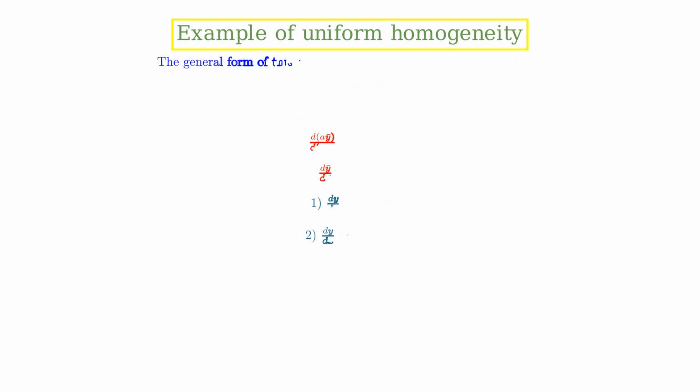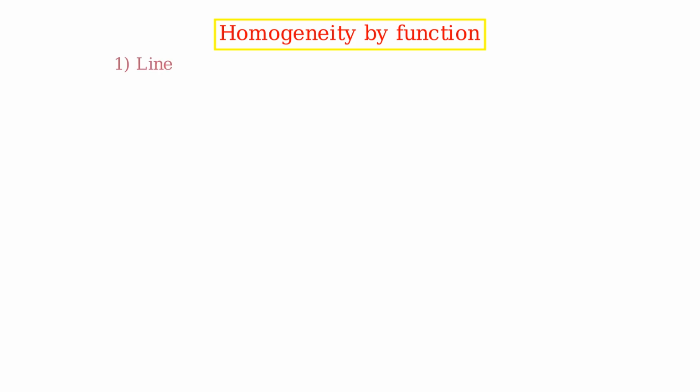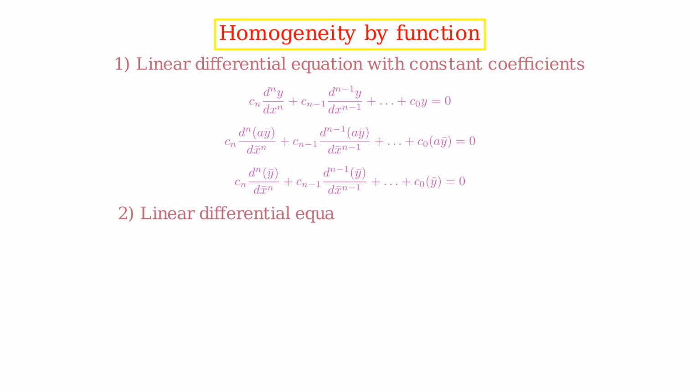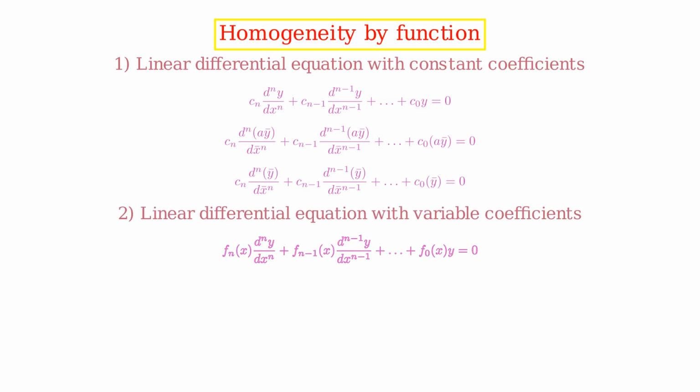Now let's examine homogeneity by function. This includes linear differential equations with constant coefficients. Under appropriate transformations, the functional form remains invariant. Similarly, linear equations with variable coefficients also preserve homogeneity under functional transformations.